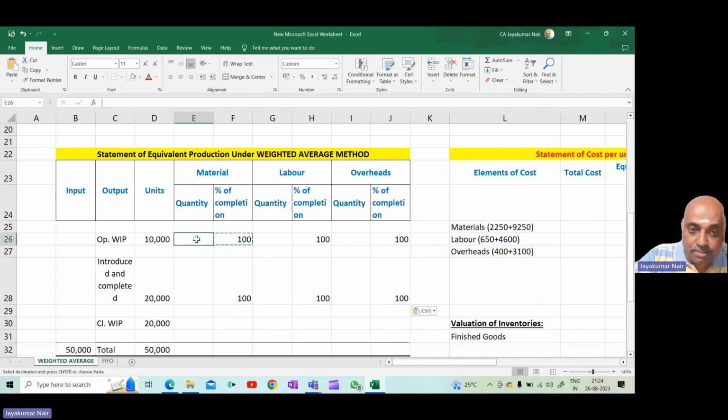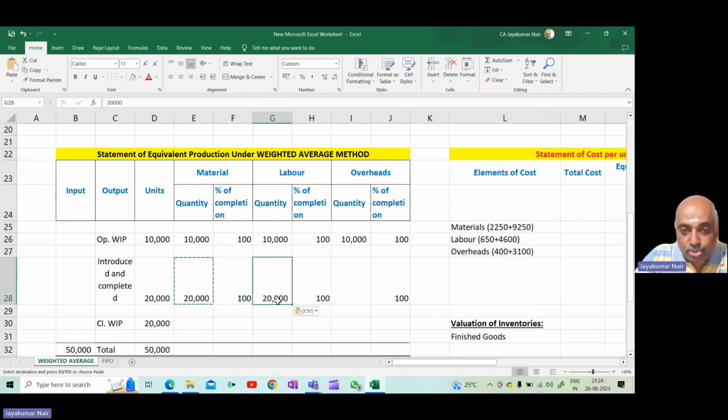So 10,000, here also 10,000, here also 10,000. This is 20,000 and 20,000. So altogether, 30,000 units you have completed. Now remember, in the previous first in, first out, we took what is to be completed, what is pending, what is completed in this particular period we used to do.